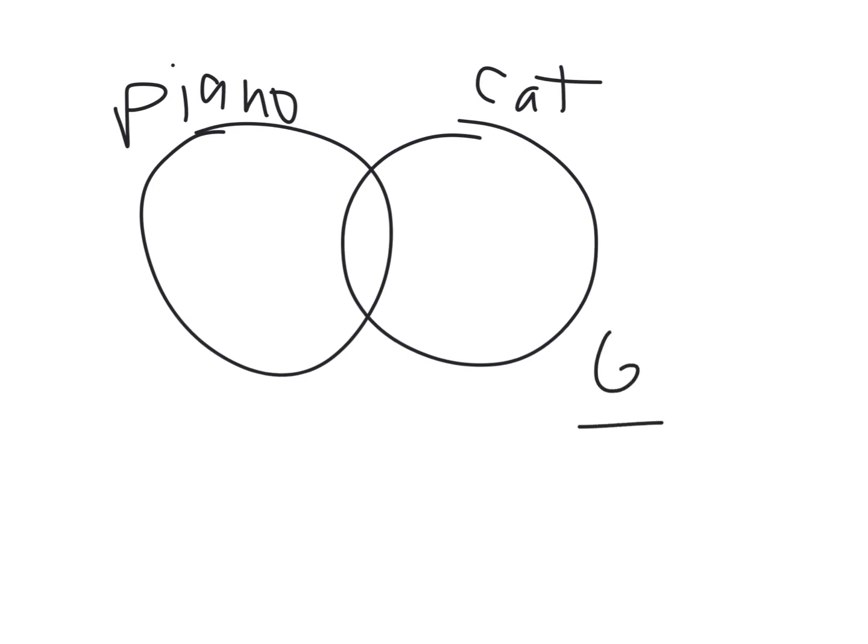We had 6 people that didn't have either one. We had 2 that had a cat only. That's what you say for that too, is cat only. This 6 here, they have a cat, but they also have a piano. And this is a 13 here. And you add them all up, that adds up to 27 humans.